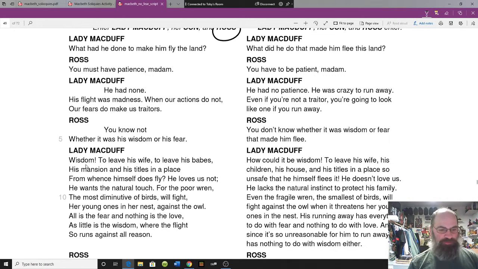"Wisdom, to leave his wife, to leave his babes, his mansion and his titles in a place from whence himself does fly? He loves us not. He wants the natural touch. For the poor wren, the most diminutive of birds, will fight her young ones in her nest against the owl. All is the fear, and nothing is the love. As little is the wisdom, where the flight so runs against all reason." Why did Macduff go to England? Why did he leave us? And you look over here; it's pretty much the same.